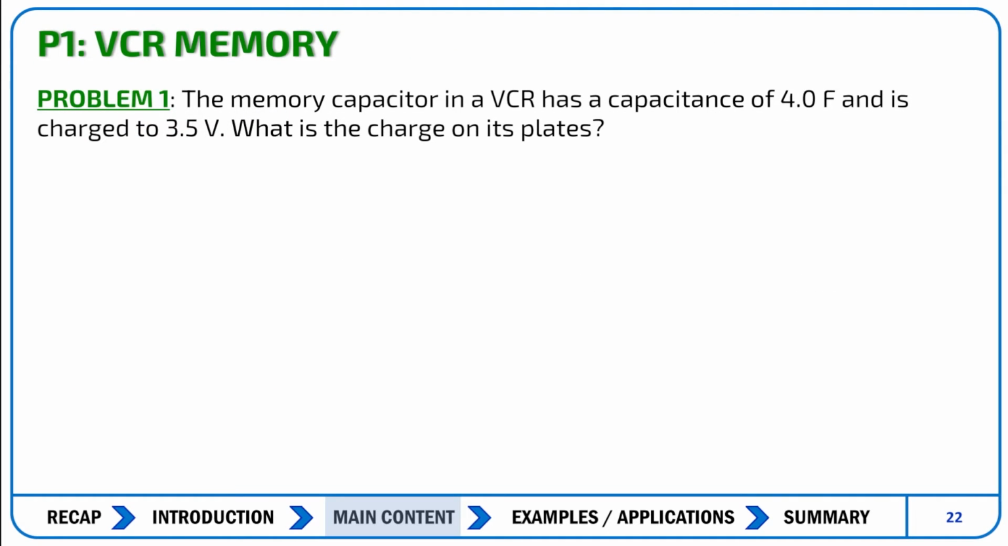Okay, so in this problem, we're taking a look at VCR memory. So when we're taking a look at video cassette recorders, they do have memory capacitors. And so that memory capacitor has a capacitance of 4.0 farads and is charged to 3.5 volts. The question's asking, what is the charge on its plates? So our goal is really just to see what kind of equation we have to use. So we're going to first state the known values, find the proper equation, and then solve for it. So what are the known values?